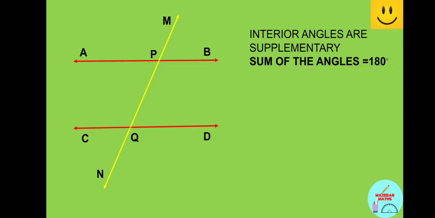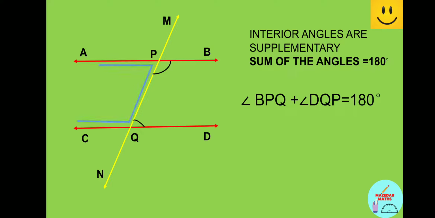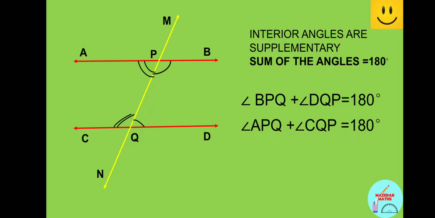Now interior angles are supplementary, that is, the sum of the angles is equal to 180 degree. Here we see the C shape, the two angles BPQ and DQP. The sum of both of the angles is 180 degree. Now we have another C shape here, that is angle APQ and angle CQP. The sum of these two angles is also 180 degree. So we have two pairs of interior angles in these two parallel lines.